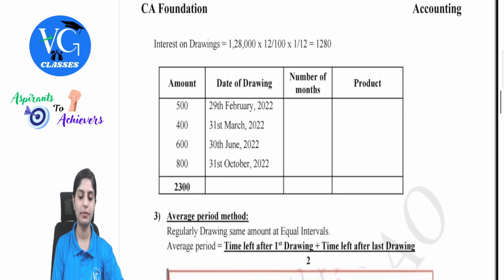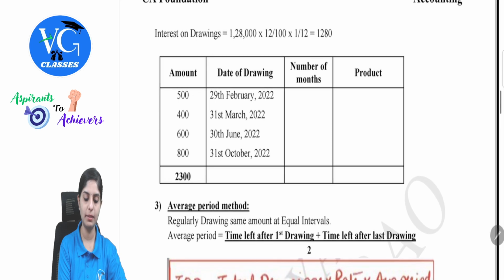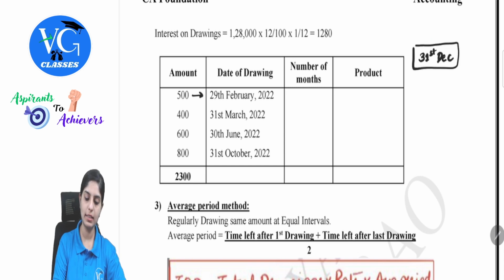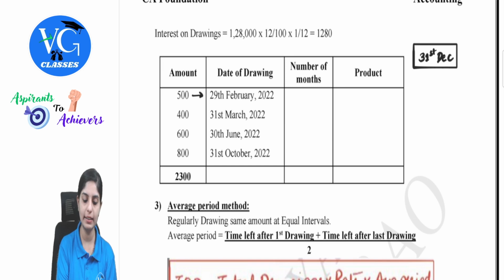Just as a matter of practice, we have taken one question here. Let's solve this. So the amount of drawings is 500, on 29th February 2022. Now in this case, let's consider 31st December as your year end. Taking this as a criteria, let's find out the number of months. 29th February is the ending date of that particular month. So remaining, how many months are there? March, April, May, June, July, August, September, October, November and December. So totally there are 10 months.